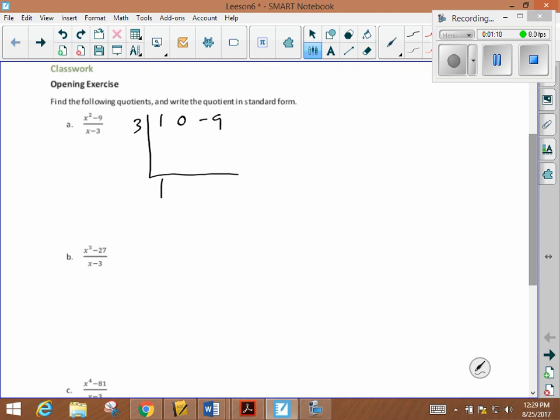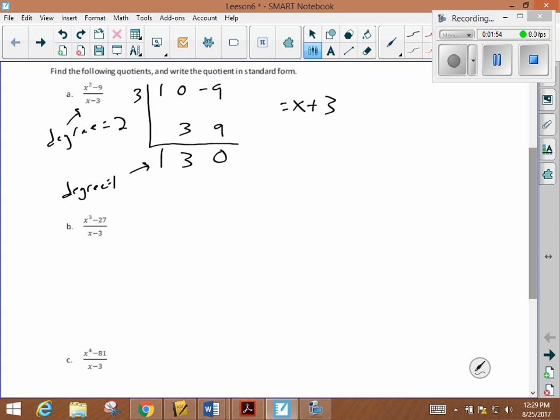All right, I'm going to drop down the 1, multiply. 3 times 1 is 3. I'm going to add, I'll get 3 here. And then 3 times 3 is 9. And then negative 9 plus 9 is 0. Remember, my degree is 2, so this must be degree 1, right? So that means my result is x plus 3. Cool, let's do it again.